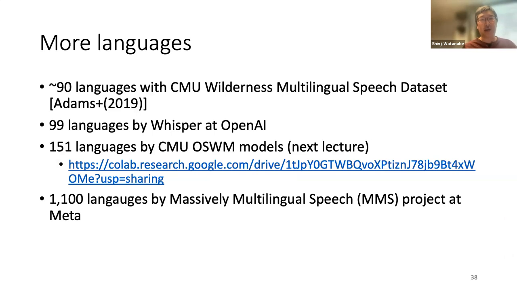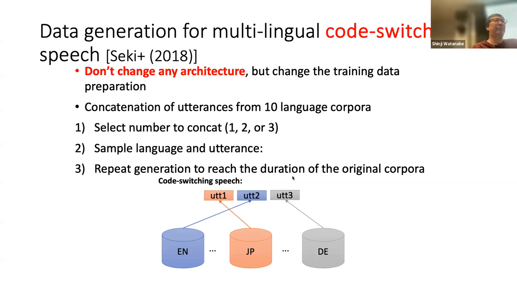And recently, Meta also proposed to deal with over 1,000 languages. This project is called MMS, and this direction is quite actively studied now. And this methodology can actually be applied to many other problems. One approach is code switching. And it's actually not easy to get code switching data.